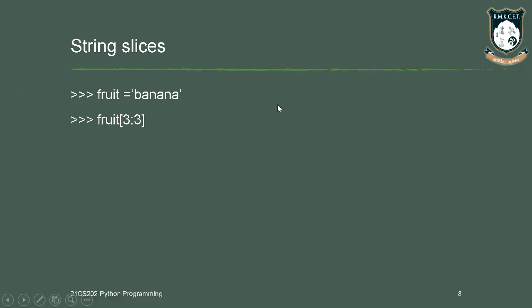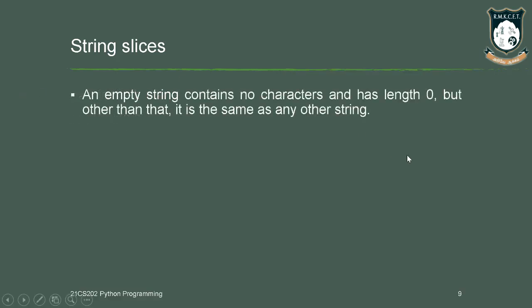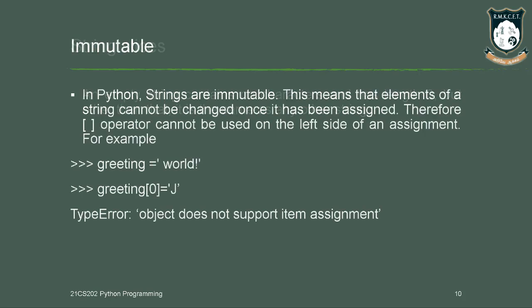The next concept: the empty string is a string which has zero length, that is, it doesn't have any values. The next concept is immutable. In the explanation itself you have seen that a string is immutable, that is, you will not be able to make any changes in that particular string once it has been assigned. We shall see a demo of it.